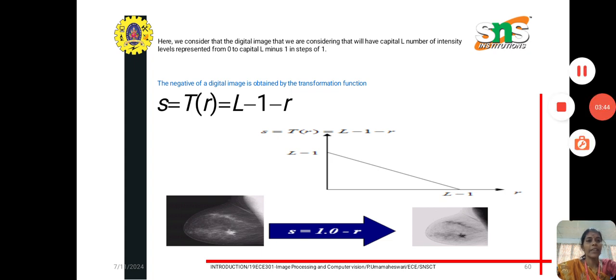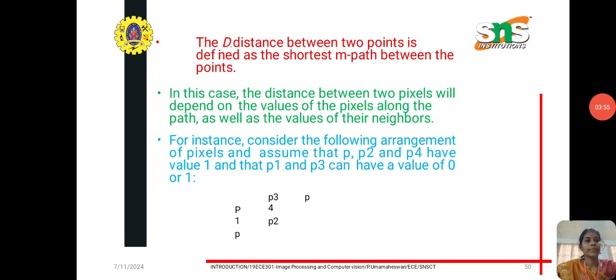Throughout the session we have seen the n pixel point, that is the neighboring pixels, and how they sharpen the images. The distance d between the two points is defined as the shortest m path between these points. These are called the neighboring points. The distance between two pixels depends upon the values of the pixels along the path as well as the values of their neighbors.